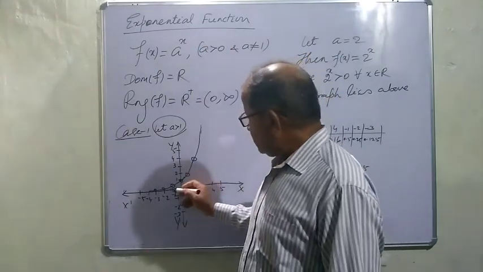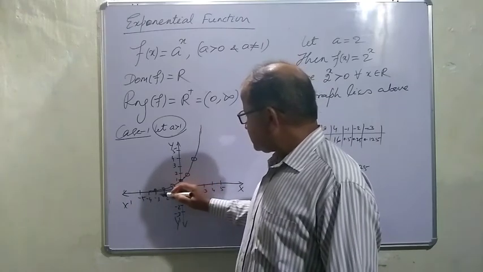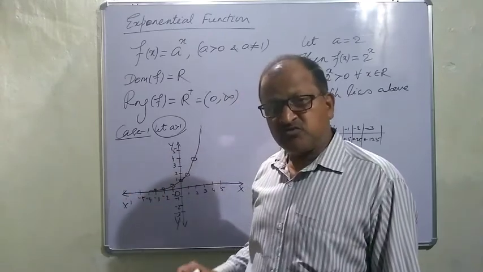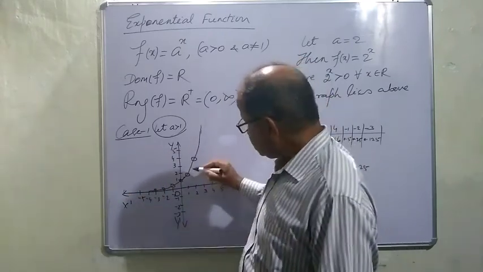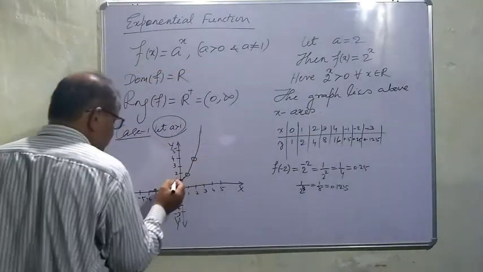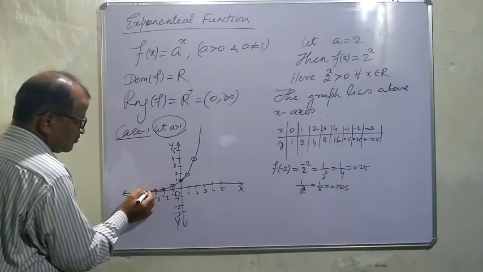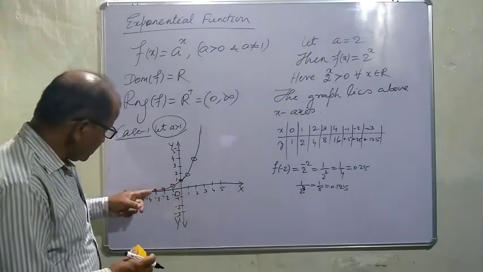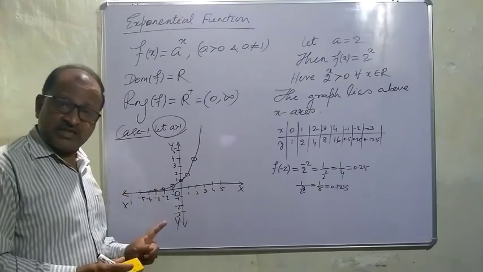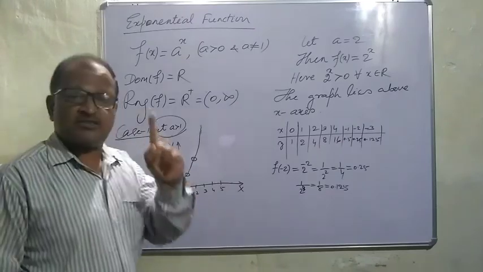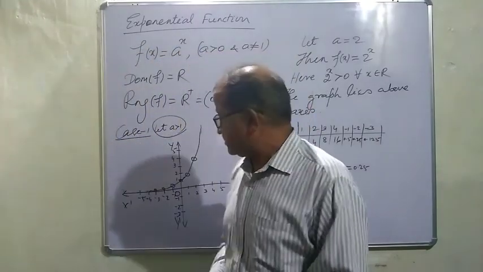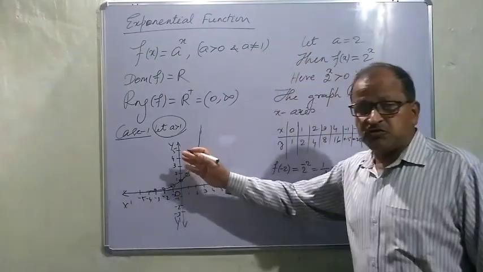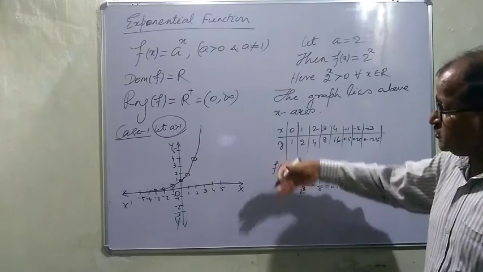Here you see from the left, while x runs away from 0 to the left of the y-axis, what happens? The graph of this function becomes closer and closer to the x-axis, but it will never touch the x-axis. So this is the way. This is the graph of 2 to the power x.